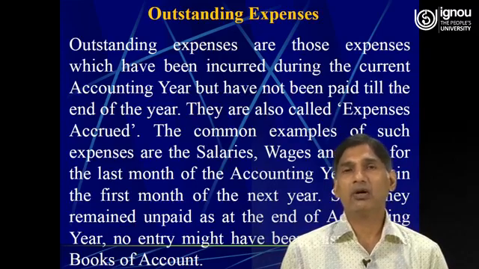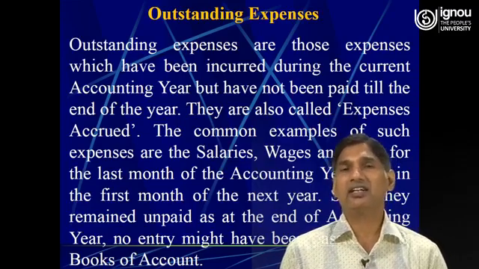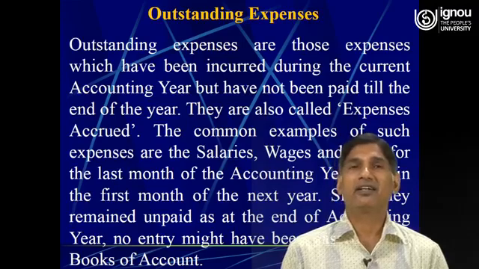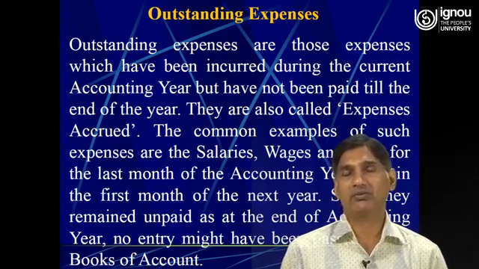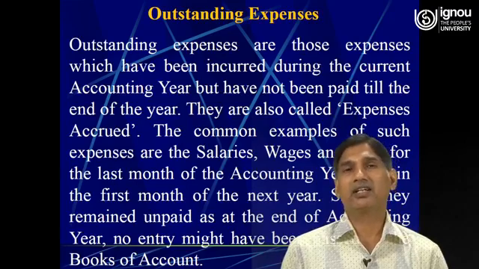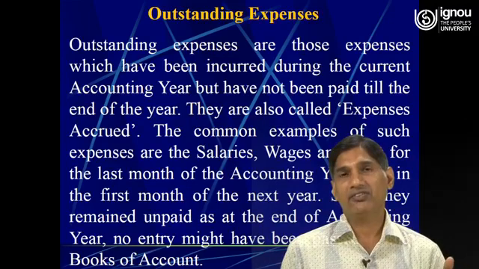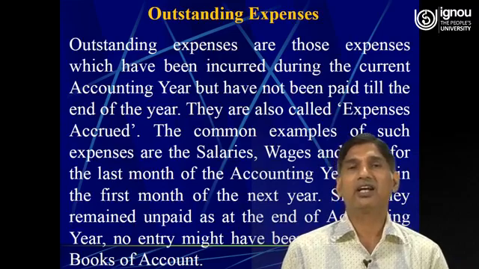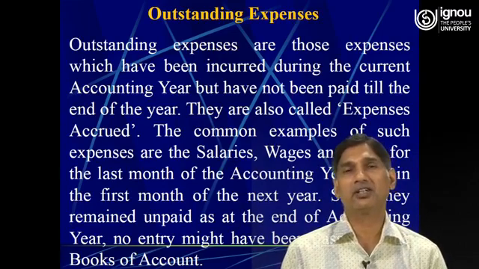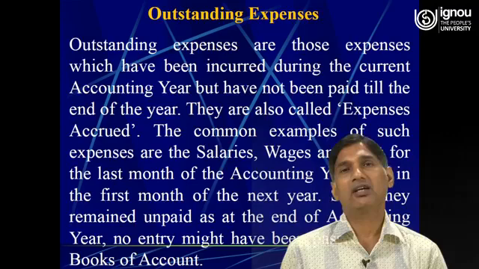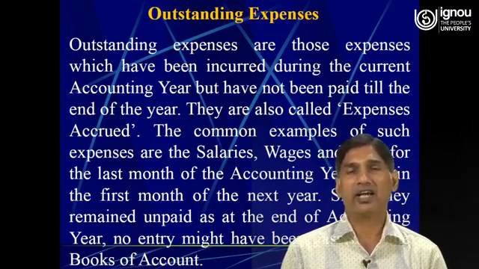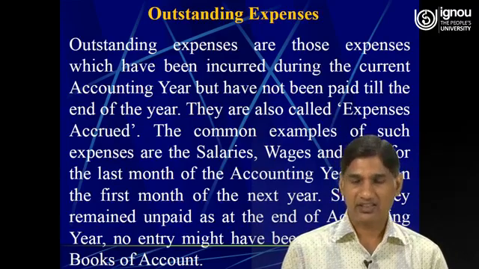So first of all, the amount of outstanding expenses will be added to the concerned expenses in trading or profit and loss account, and again the amount of outstanding expenses will also be shown in the liability side of the balance sheet. So if the outstanding expenses pertain to wages, wages being a direct expense, the outstanding wages will be added to the amount of wages, and the amount of wages will be shown in the debit side of trading account, and the outstanding expenses will also be shown in the liability side of the balance sheet. So this is how the outstanding expenses is treated while preparing the financial statements.